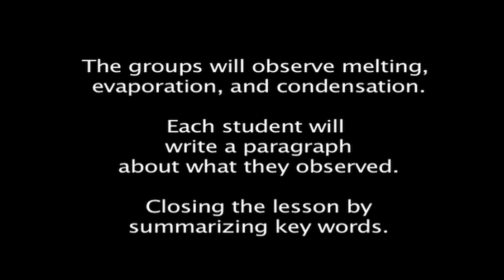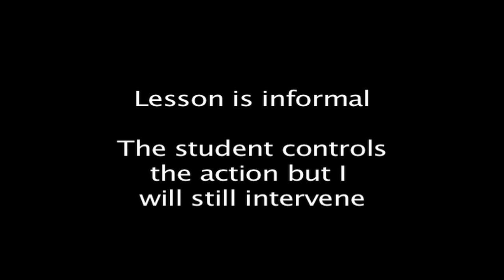Each student will then write a paragraph over the 3 stages they observed. I will close the lesson by summarizing key words and asking the students what they learned. The lesson is informal. The student controls the choice and action they want to perceive in each observation, but I will still intervene. The materials will be handed, but there is still an objective I want to accomplish.